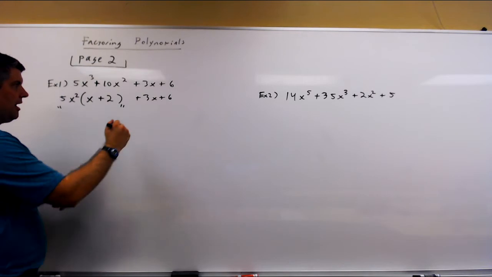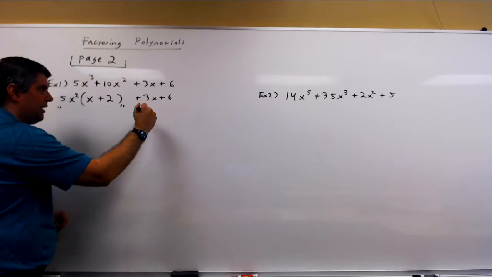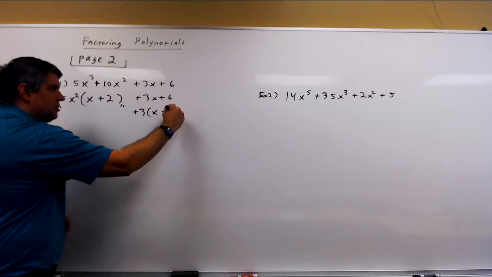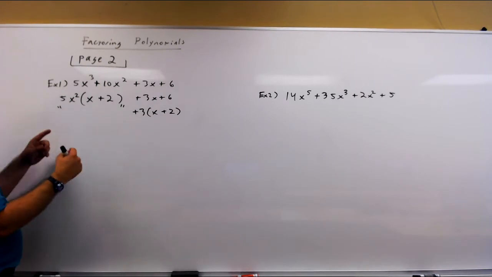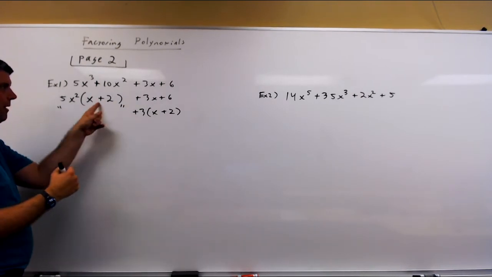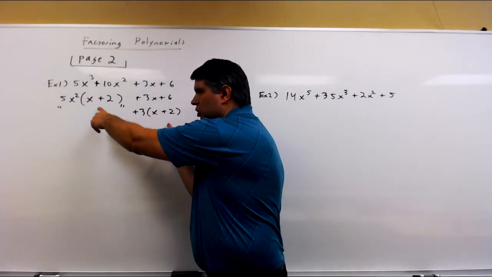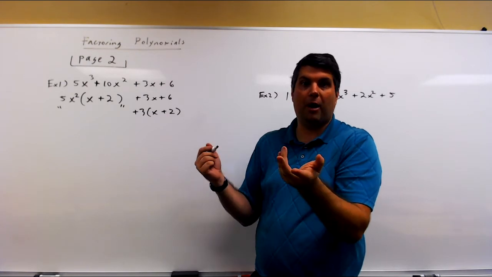The third term is positive, so you'll take a plus. These 2 are also divisible by 3, so I'll take out a 3. 3x divided by 3 is x, 6 divided by 3 is 2. Okay? So, you should get duplicate binomials. If these are not duplicates, you either made a mistake, or it's not factorable by grouping, or both.